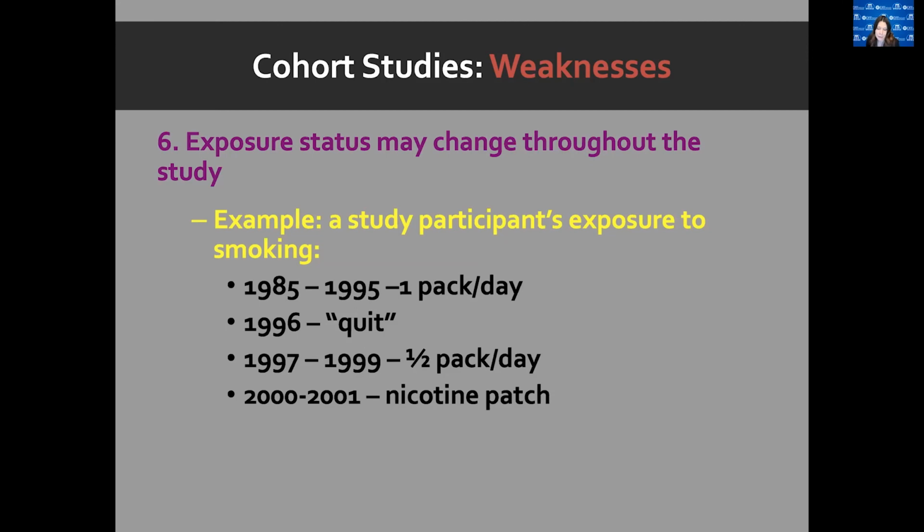The other thing, which is a constant problem, is that exposure statuses can vary over time in our study population. So as an example here, with smoking, let's say a person between 1985 and 1995 smoked a pack a day. 1996, they quit. 1997 to 1999, they started again. And then 2000 to 2001, they switched over to a nicotine patch. So as you see here, it can get a little bit complicated when we're trying to measure exposures over time.